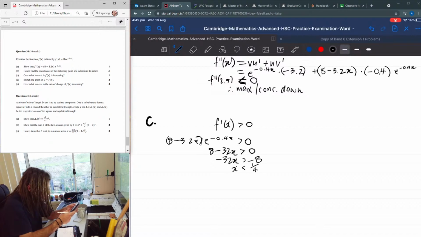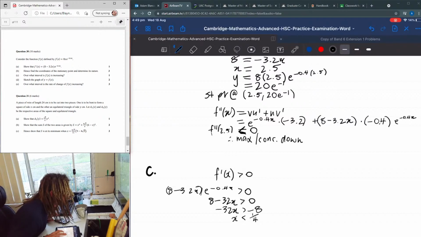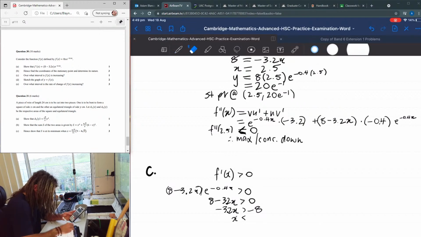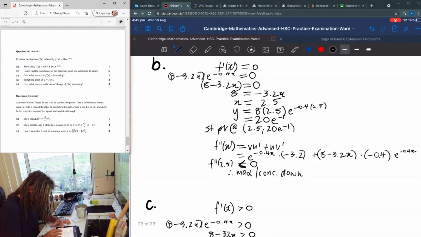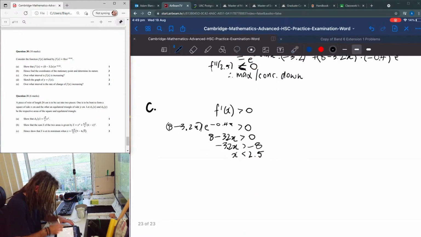I'm concerned slightly because that's not the answer. I wrote 32. 3.2. What am I doing? There's a point there. Okay, so that is the 2.5. That's interesting because my stationary point was at 2.5. So up until my stationary point, this thing's actually increasing. So it's going to help me when I go to draw it.